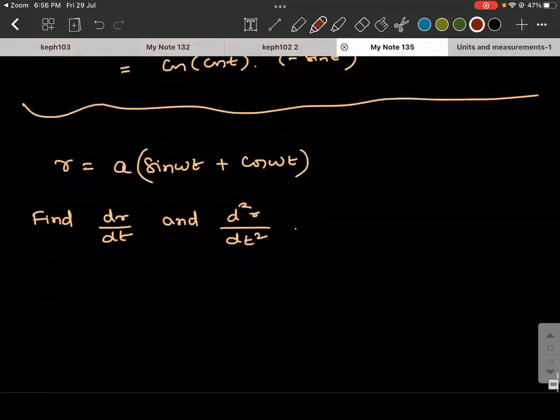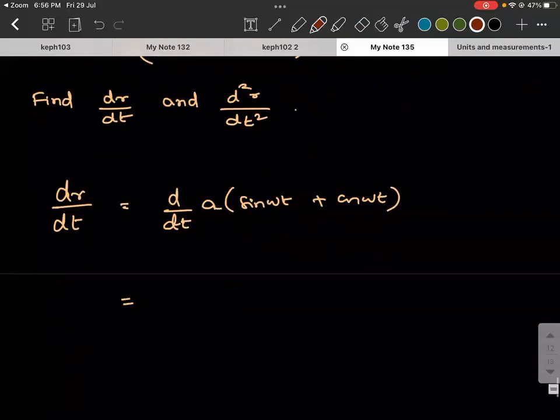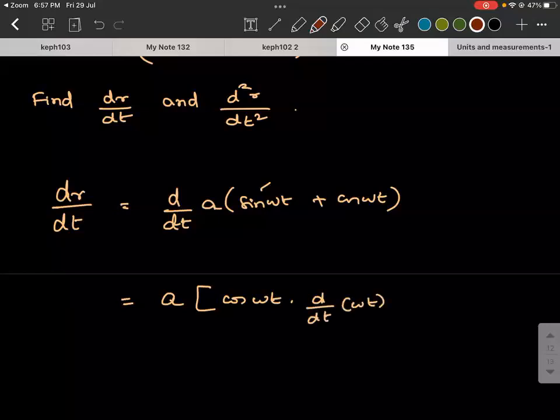So how to proceed? Who can tell me? dr by dt is equal to d by dt of A into sine omega t plus cos omega t. Can I do that? So what will I get? A will come out into d by dt of, what is sine omega t's derivative? Shall I do it directly? The derivative of sine is cos. Cos of what? Whatever is the angle, write the same angle, into d by dt of omega t, where omega is also a constant. How much is it? That's it.